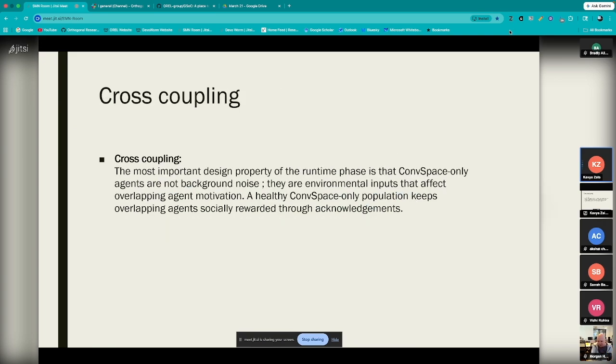So again, this cross coupling is what proves that we also need conversation space only agents, because they are not background noise. They actually help in updating the code space ones or the overlapping ones, because they update their motivation by conversing if they are being acknowledged, if they are being heard.